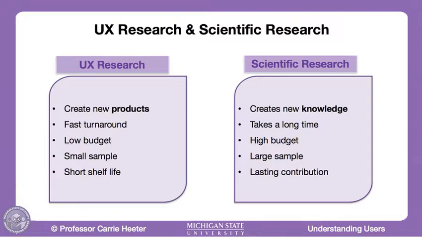So, for example, in UX research, we create new products. Scientific research is about creating new knowledge. UX research has a fast turnaround, often overnight. Scientific research takes months or years to complete. UX research is often on a shoestring budget. Scientific research is often well-funded from large grants. UX research might even have a sample size of 1 sometimes. Scientific research usually uses a large sample. UX research is often only useful until the next design revision. Scientific research is aiming to make a lasting contribution in the world.